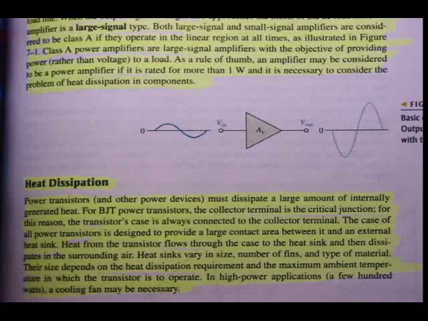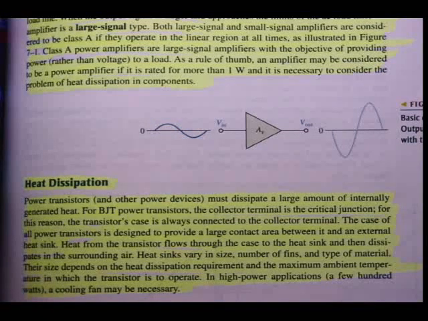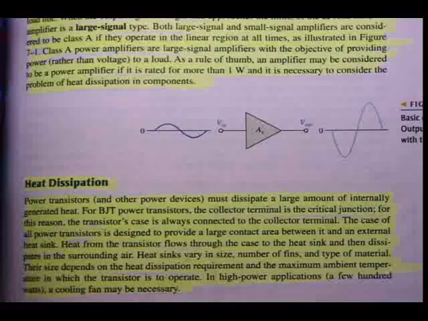Heat from a transistor flows through the case to the heat sink and then dissipates into the surrounding air. Heat sinks vary in size, number of fins, and type of material. Their size depends on the heat dissipation required and on the maximum ambient temperature in which the transistor is to operate. In high power applications, a few 100 watts, a cooling fan may also be necessary.